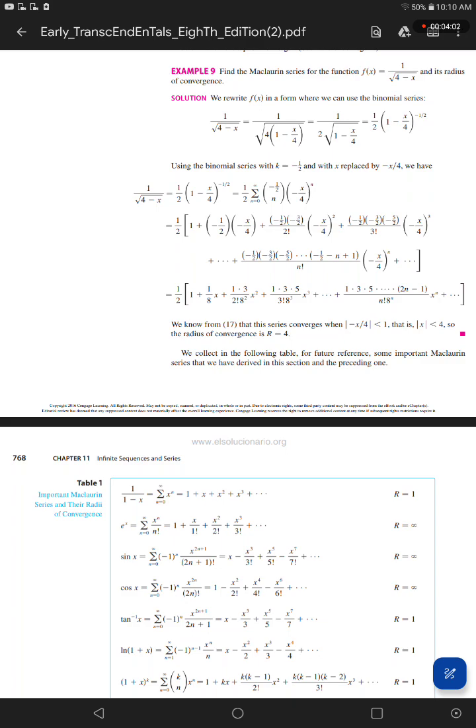4 is less than 1. That is, the absolute value of x is less than 4. So the radius of convergence is big R equals 4.